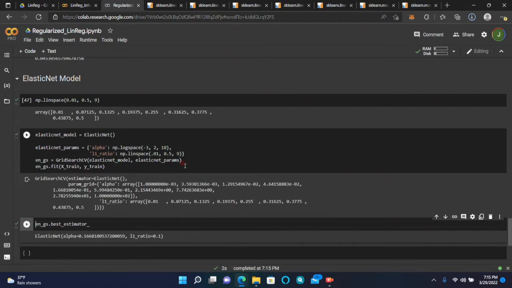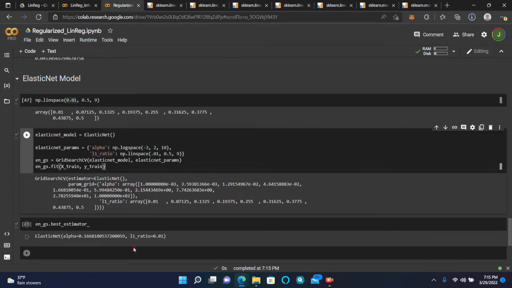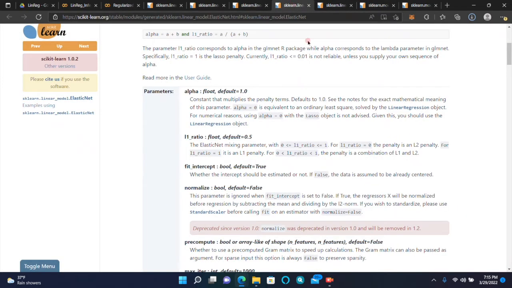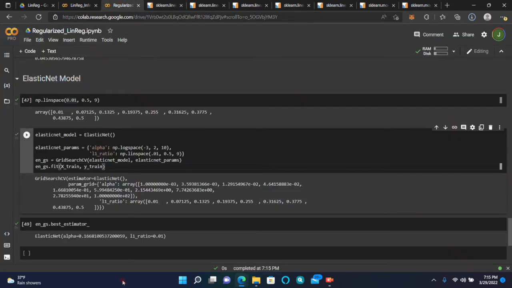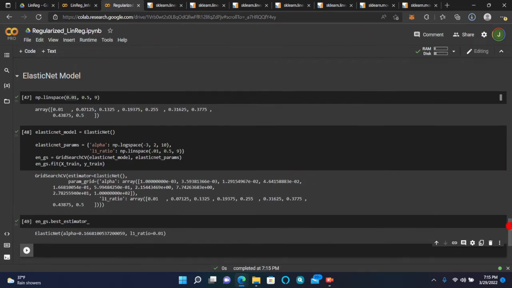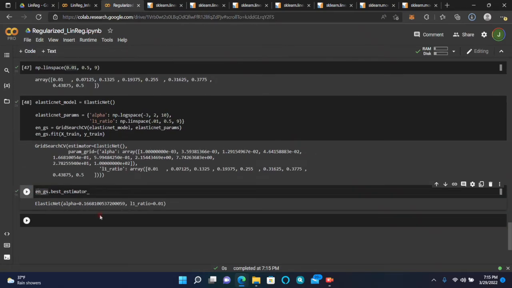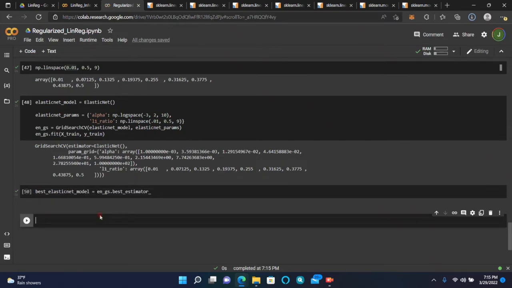See how that works. And our best estimator, again, it's choosing the lowest possible value. So it really looks like maybe just having the L1 ratio being 0 is the best. And an L1 ratio of 0 refers to the ridge regression. Very interesting. Ridge regression often is fantastic, so I guess it works. Best elastic net model. I'm just going to save it as this one. Bam.